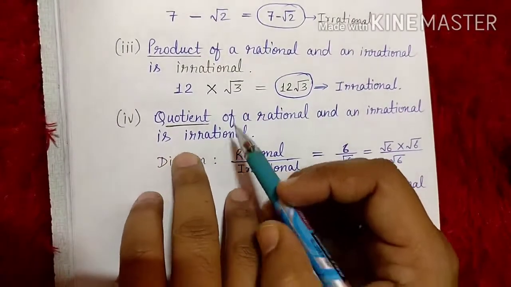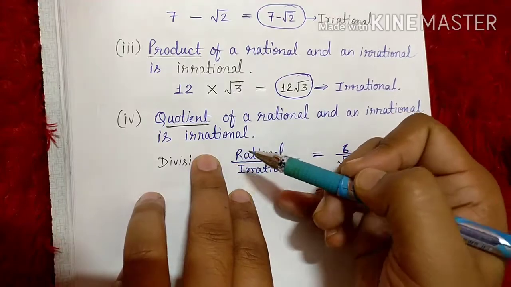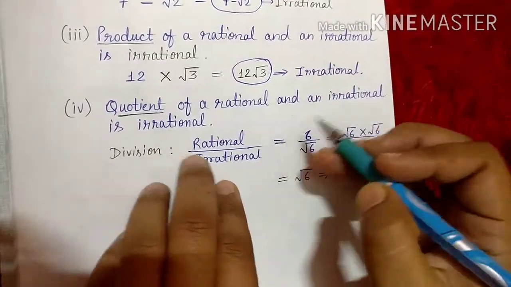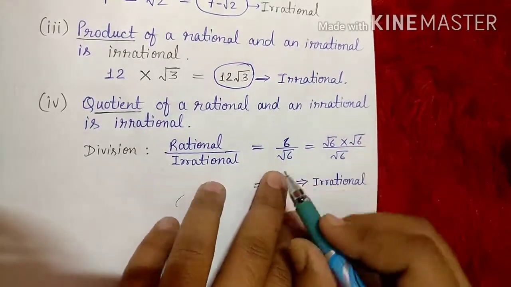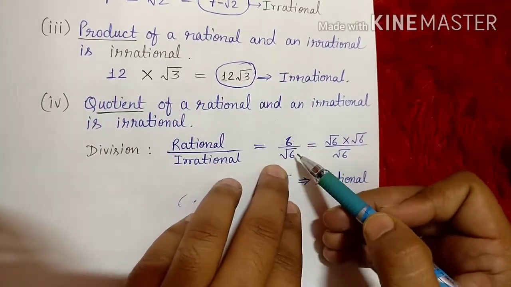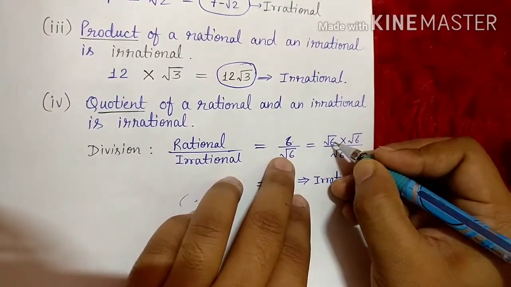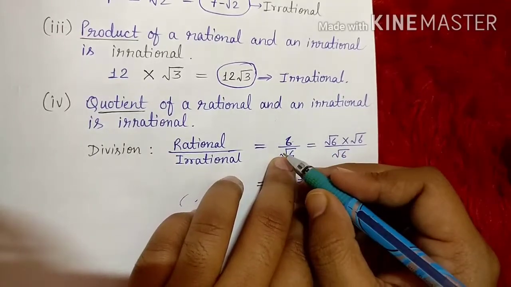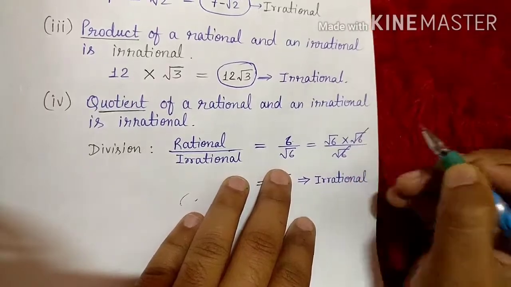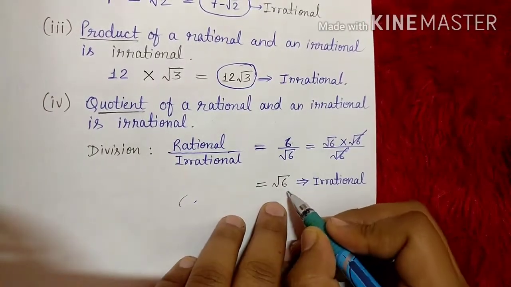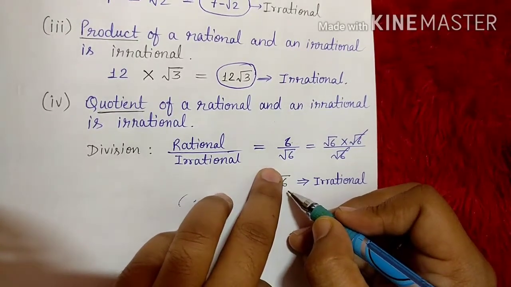Now check the division part. The quotient of a rational and an irrational is also what? Irrational. How? Rational divided by irrational. So 6 is a rational number because we can express it as 6 upon 1. Then root 6 is an irrational number. So rational divided by irrational. We can write 6 as root 6 multiplied by root 6, because when you multiply root 6 into root 6, what will come? 6 only. I have explained this earlier. Then downside is root 6, so from root 6 we can cut this root 6. So what is left? Root 6. And root 6 is an example of an irrational number, because 6 is a positive integer which is not a perfect square.